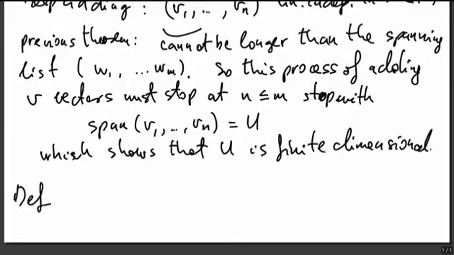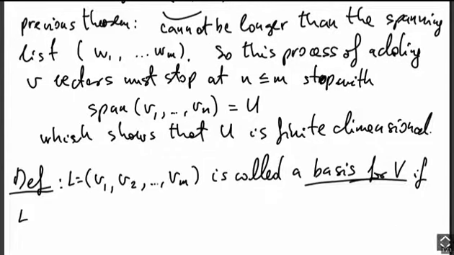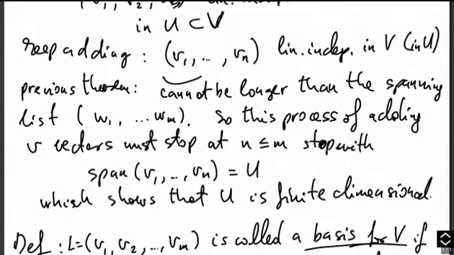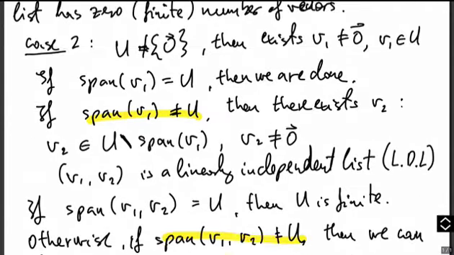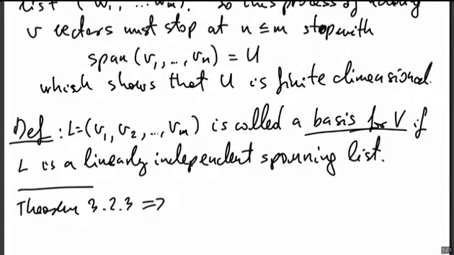Now the big definition of this section: a list V1, V2, ..., Vm is called a basis for a vector space V if it is a linearly independent spanning list. So this process in theorem 3.2.3, where we keep adding vectors, says that every finite dimensional vector space has a basis.